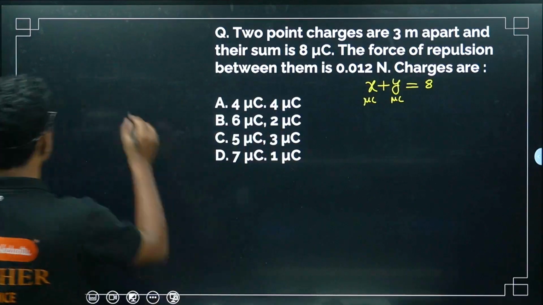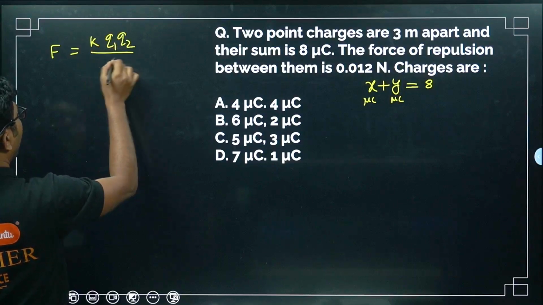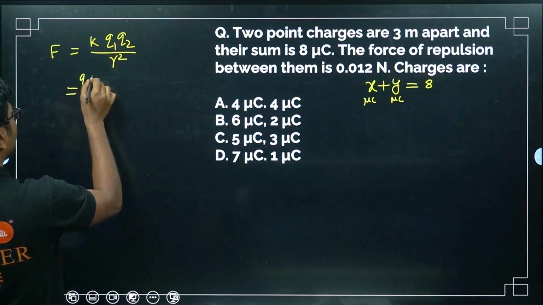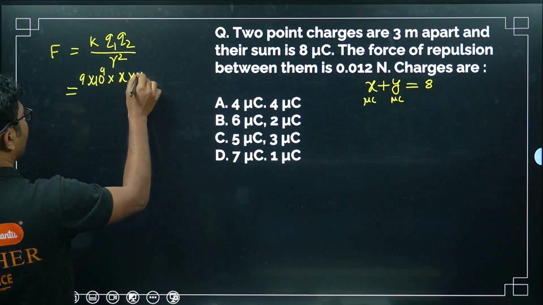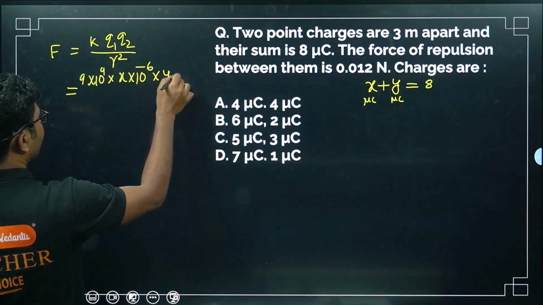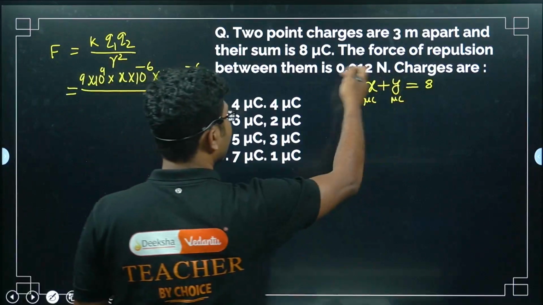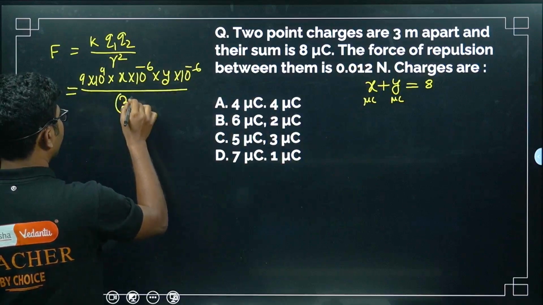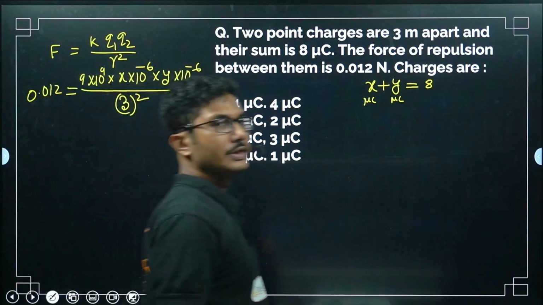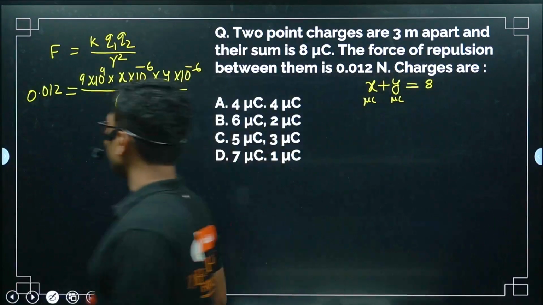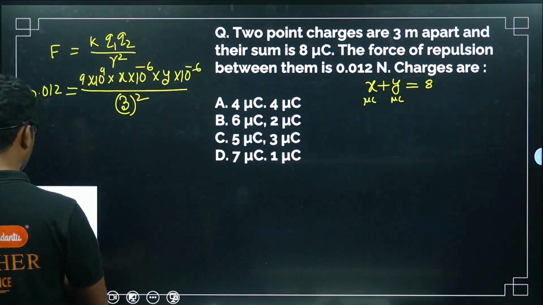Force of repulsion is given. Force of repulsion means F equals K Q1 Q2 by r square. K is 9 times 10 to the power of 9, times x times 10 to the power of minus 6, times y times 10 to the power of minus 6, divided by r square. The distance is 3 meter, so 3 square, and this force is given 0.12. Simple problem, right? Now this 3 square will become 9.